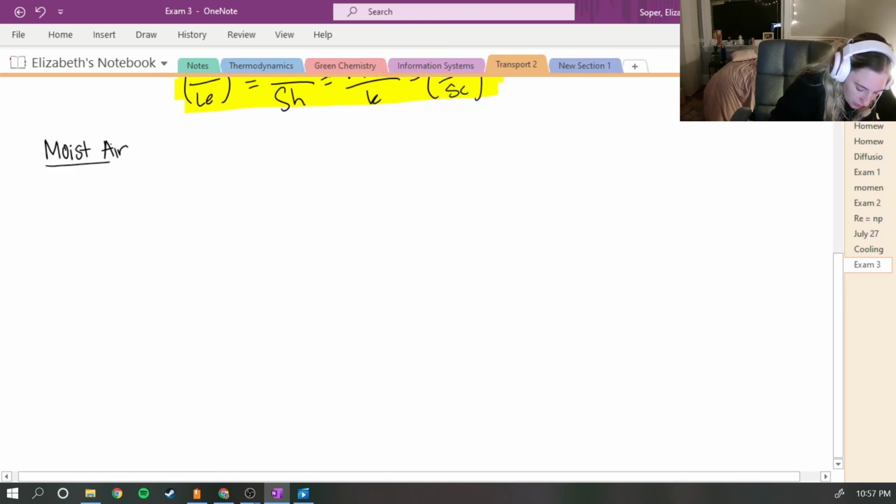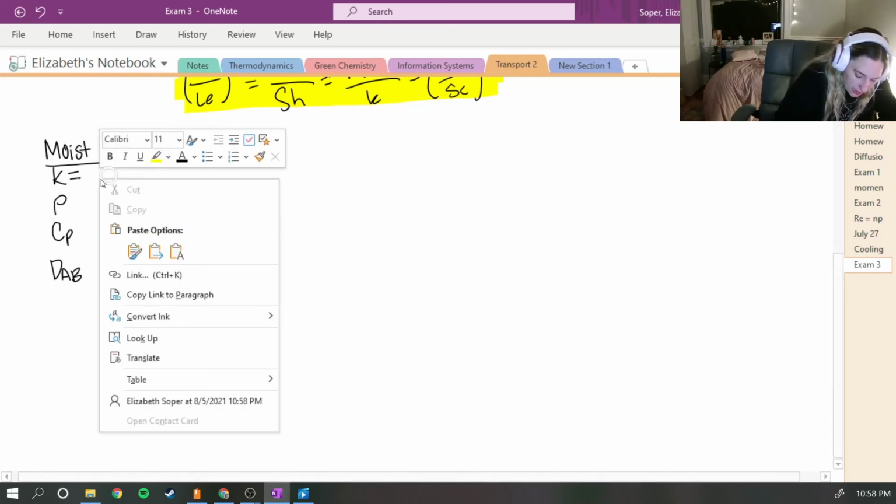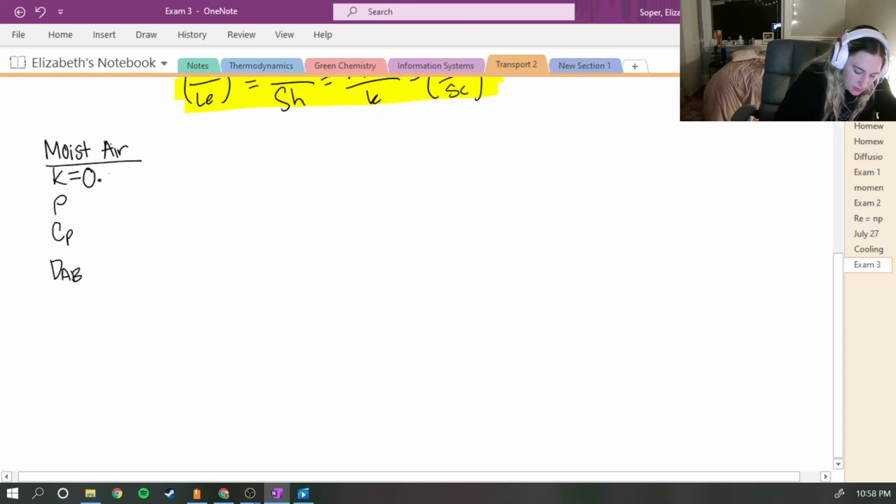Moist air. So we have our thermal conductivity, density, specific heat capacity, and what's the last one? Mass diffusivity. So thermal conductivity is equal to 0.03 watts per meter Kelvin. And then the density is going to be equal to 1.2 kilograms per meter cubed.